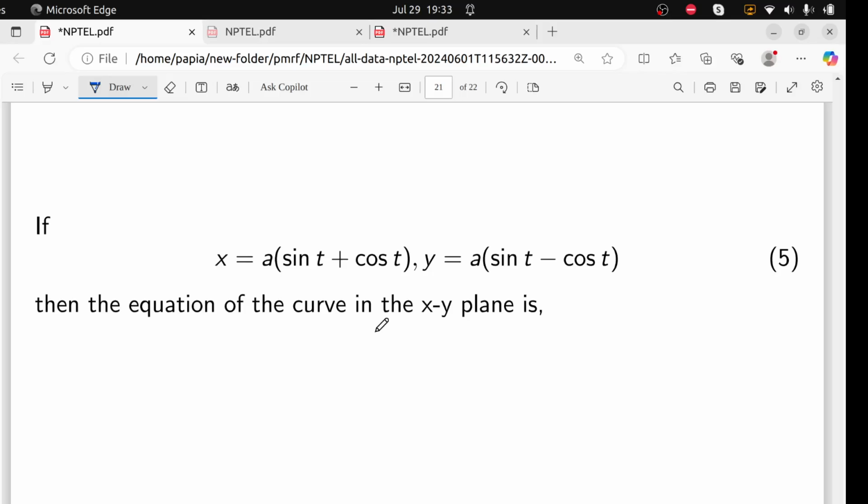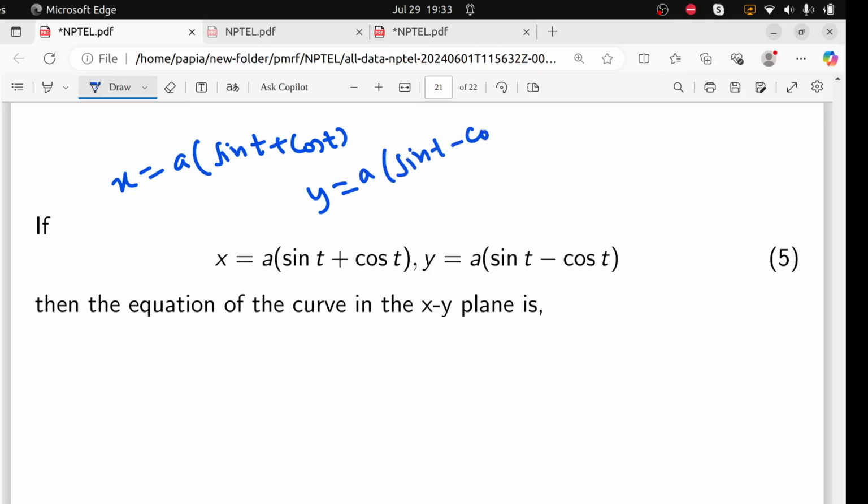Now this question is a little bit simple, but let's say x equals this one and y equals this one, then what is the equation of the curve in the xy plane? By seeing these x and y values you can definitely see what the equation of the curve would be. But if you can't understand the equation of the curve for equation number 5, you just need to write here x equals a (sin t plus cos t), y equals a (sin t minus cos t).